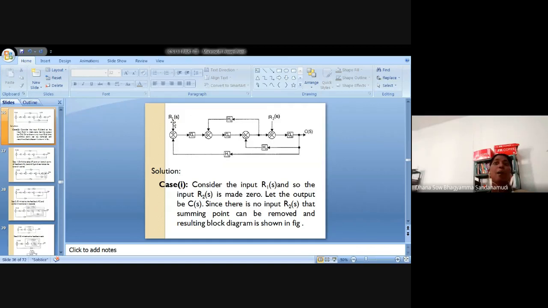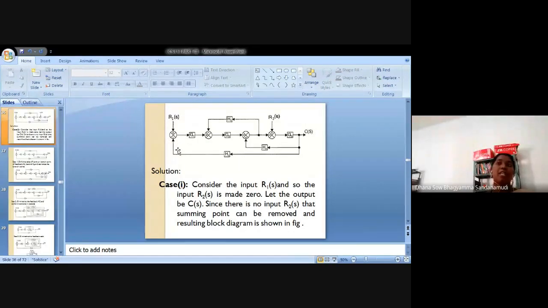But here, if you observe, this H1 is a negative feedback element. So even though R1 of S is removed, this minus will be attached to H1. What will happen? This minus will not go anywhere. Negative feedback element is removed.